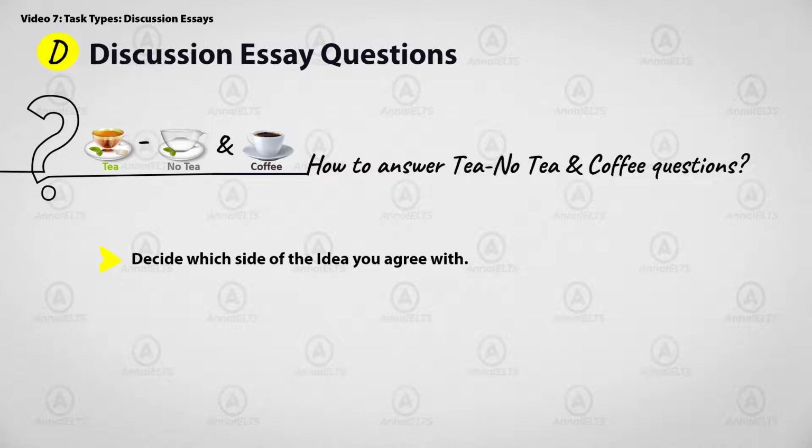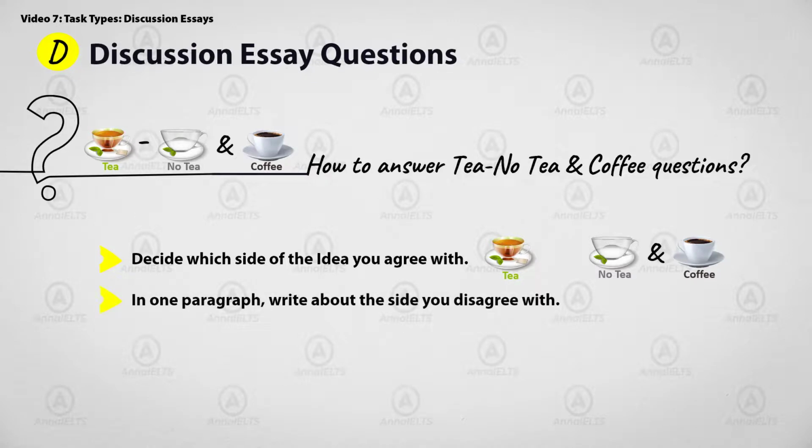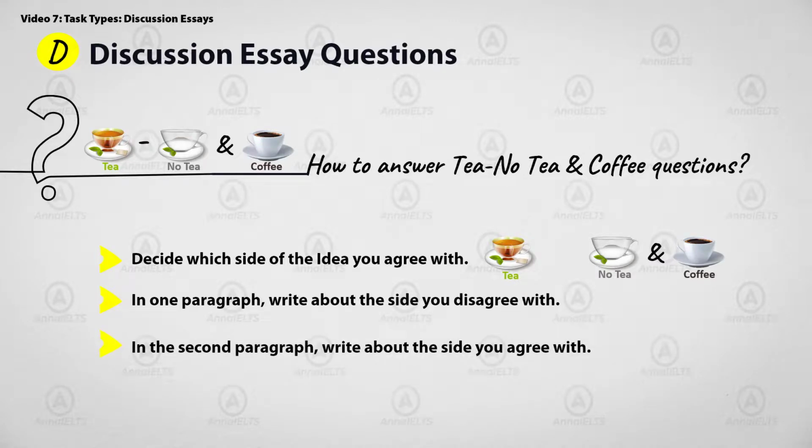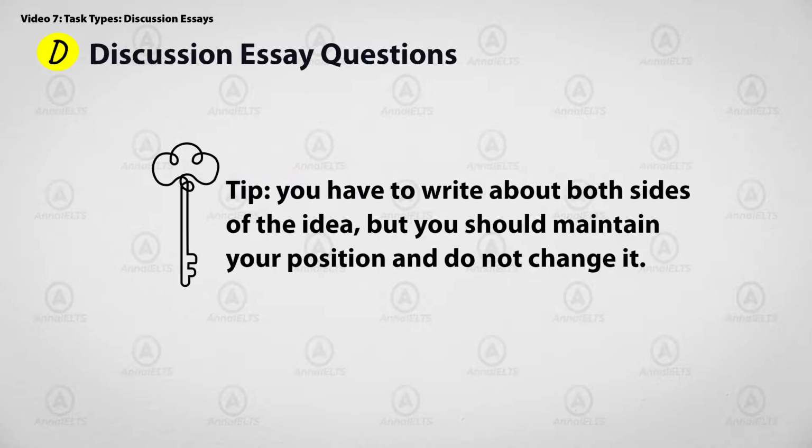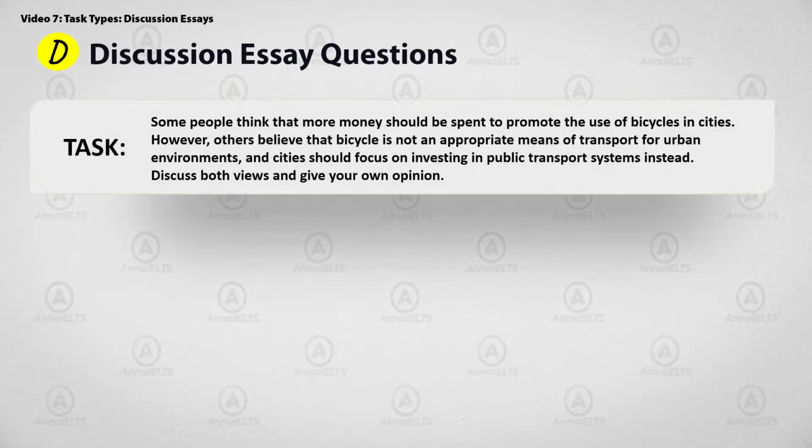Decide which side of the idea you agree with. Do you agree with tea? Or do you agree with no tea and coffee? In one paragraph, write about the side you disagree with. In the second paragraph, write about the side you agree with. You have to write about both sides of the idea, but you should maintain your position and do not change it. Let's see one example.